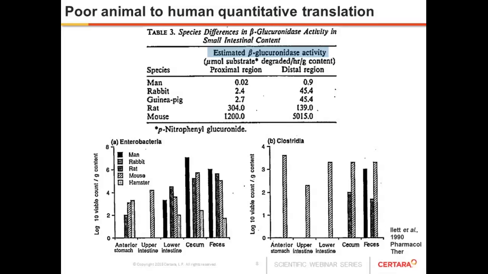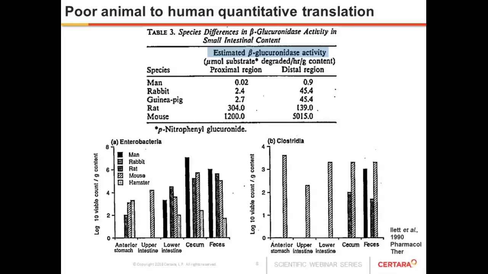So as you can see in animals, you have some of the bacteria even in the stomach and upper intestine, while in human, which is represented as a dark black bar, in healthy individuals there is no microbiota in the upper and even lower intestine. So the microbiota predominantly starts in human from the lower intestine and especially in the colon. So animals are a very poor surrogate.